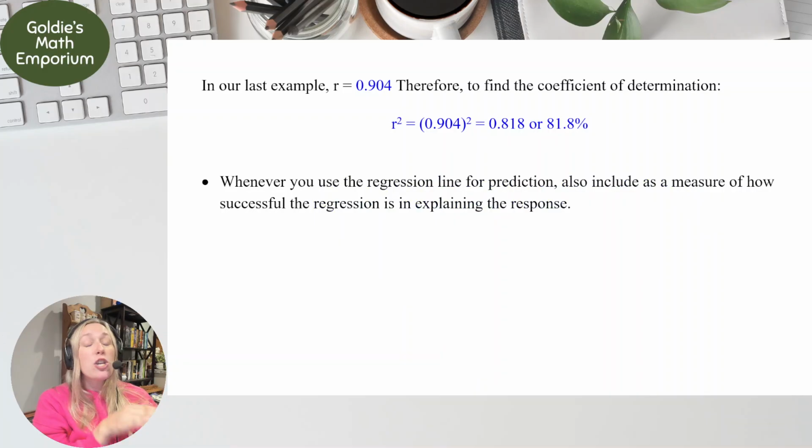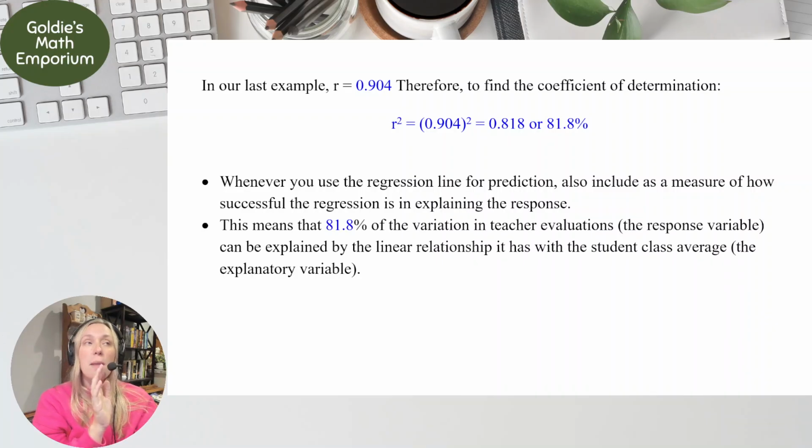Whenever we use a regression line for prediction, we also include the coefficient of determination as a measure of how successful it is in making that prediction. Again, don't think of it in terms of a probability or anything like that. Just think of it as a measure, meaning the closer that percentage is to 100, the better the prediction is going to be. If you were asked to interpret the coefficient of determination, I want you to use this script.